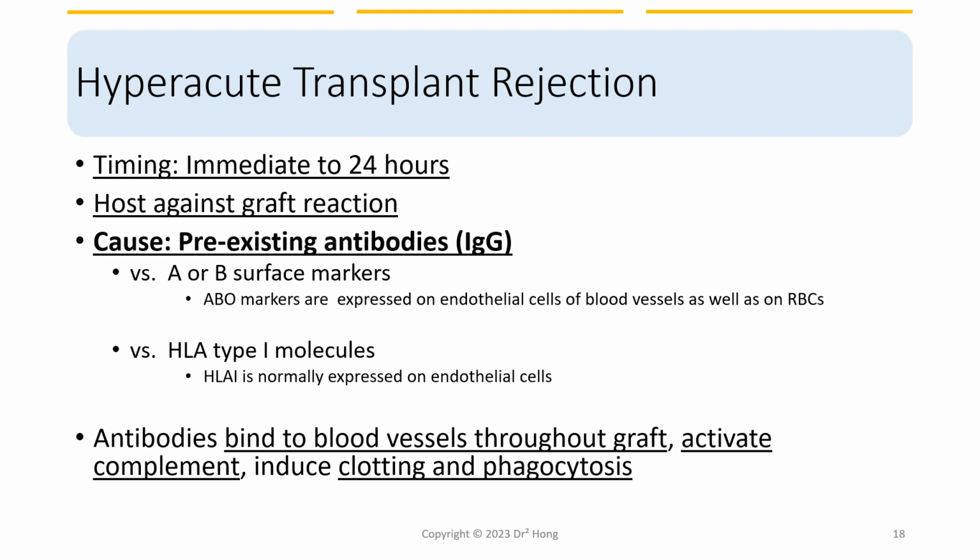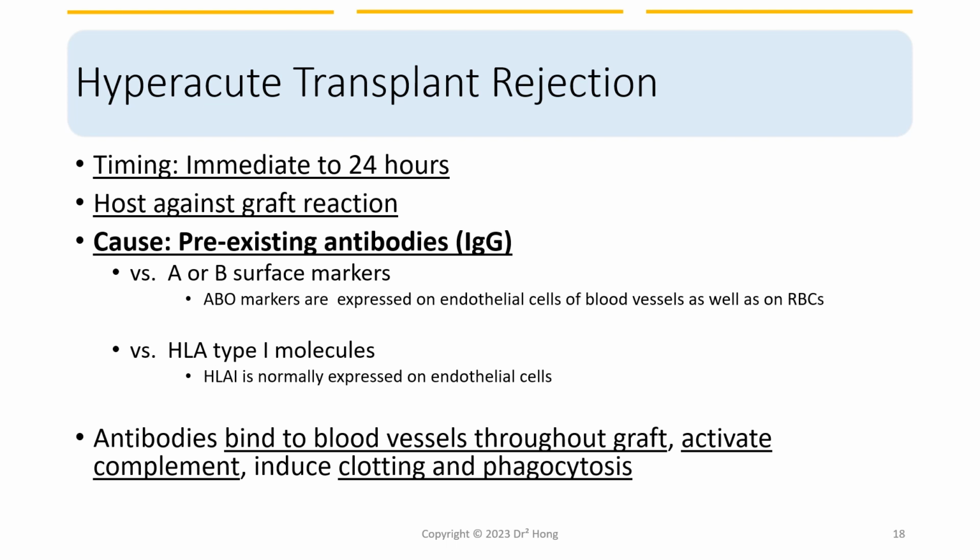This type of rejection is usually caused by pre-existing antibodies against ABO markers as well as the HLA type 1 molecule that is expressed on the endothelial cells of the blood vessels. During organ transplant, in addition to the piece of organ, blood vessels are also carried over to provide connection. The surgeons connect the blood vessels of the donor organ to the recipient's blood vessels so that blood can be supplied to the organ. The blood vessel now has two segments: one segment comes from the organ and one segment comes from the recipient.